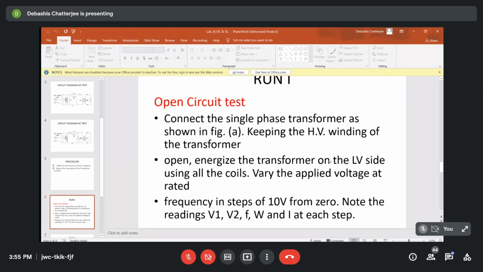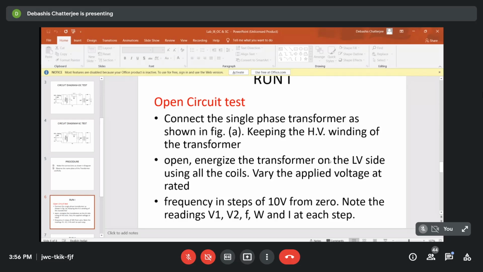110 is to 55, like that. Therefore, we should parallel these 55 volt coils and then treat it as a low voltage coil, and then the 110 volt coil will be the normal. Okay, so that is why I said using all the coils.